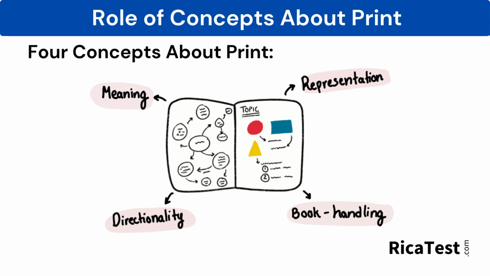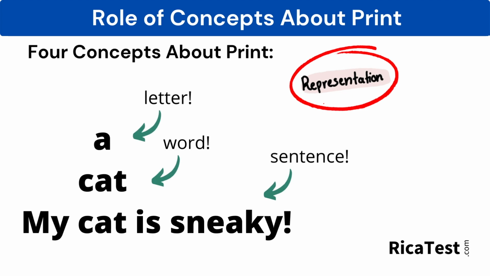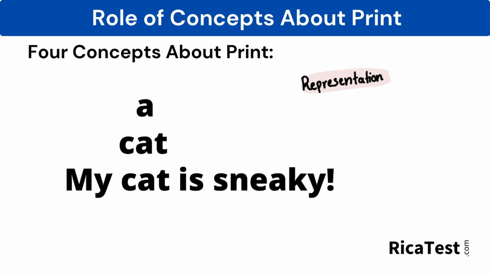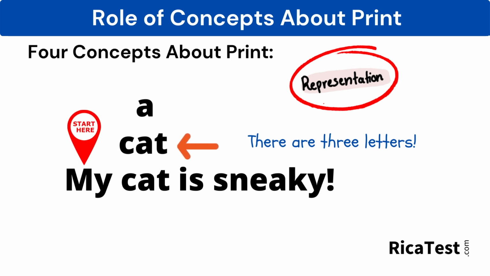The second concept about print is representation, which is achieved when students know the difference between a letter, a word, and a sentence. Furthermore, students demonstrate an understanding for concepts about print representation when the child can count the amount of letters that are in a word and they know where a sentence begins and where a sentence ends.